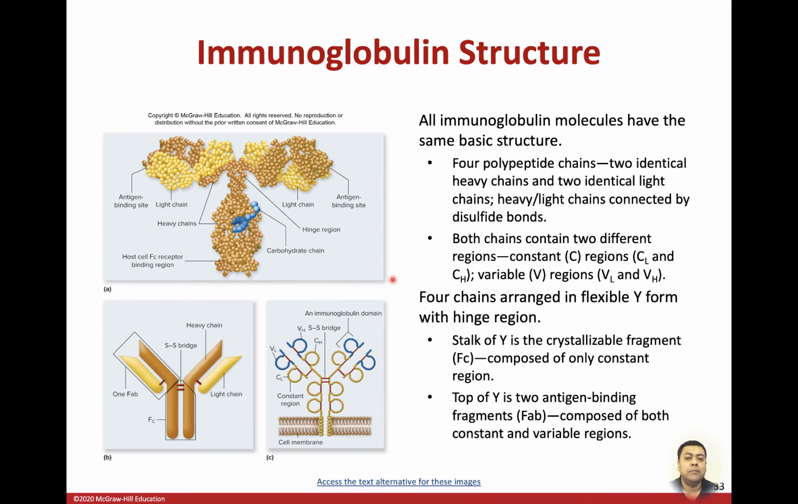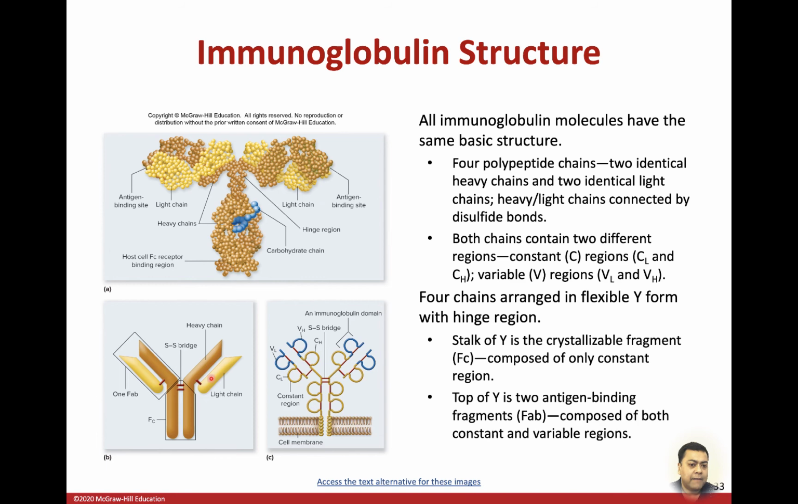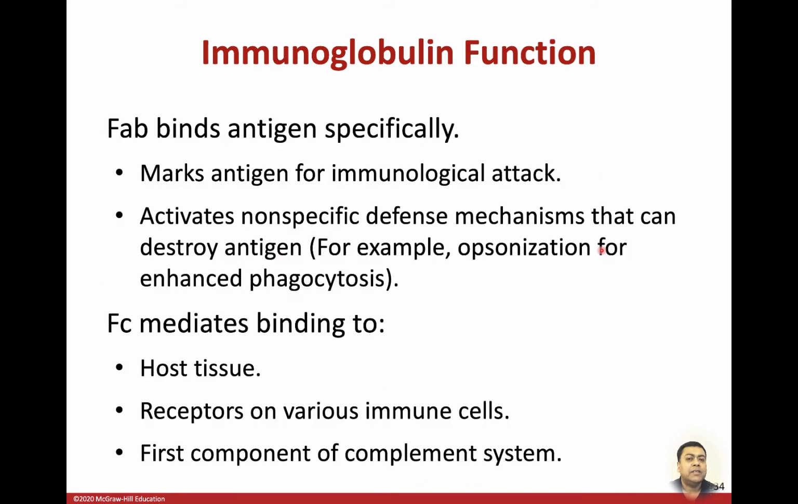So that's your typical immunoglobulin domain. Whereas this top portion that you are seeing right here is the pocket to which the antigen binds. And it also contains a carbohydrate, due to which it is a glycoprotein. So this is the overall structure of the immunoglobulin. The Fab binds to the antigen specifically, marks the antigen for immunological attack, and activates the defense mechanism that can destroy the antigen.